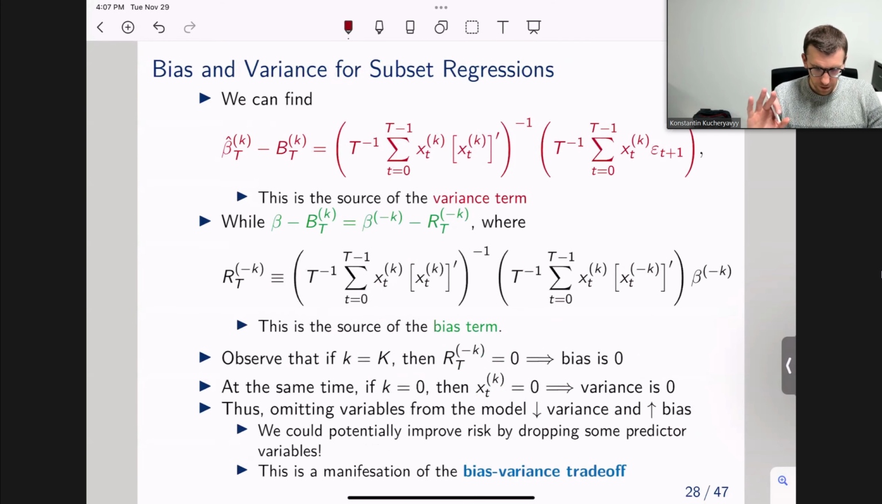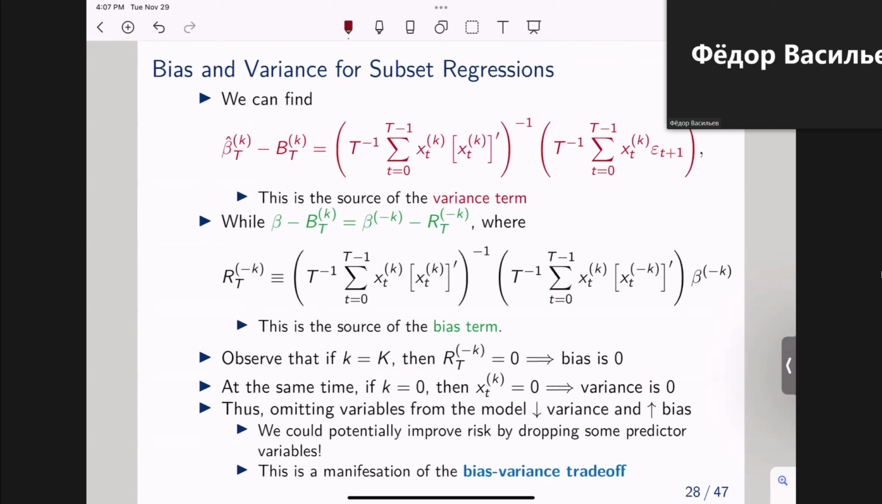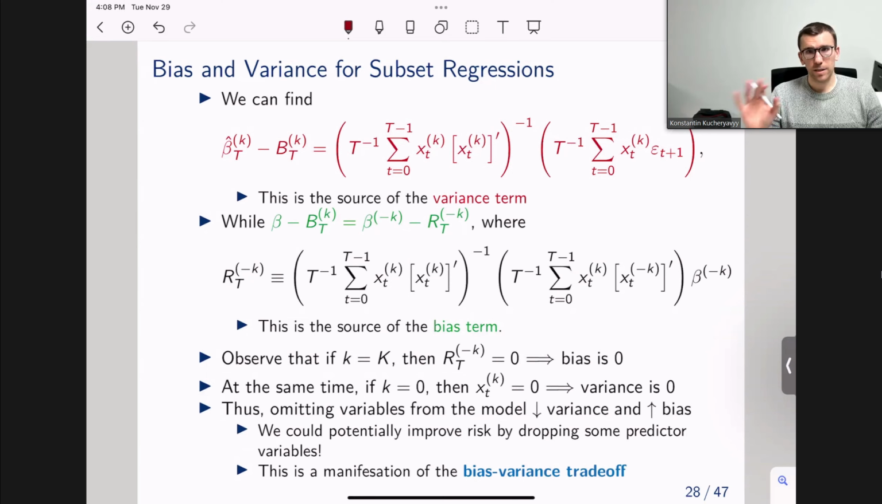All right, clear, not clear? Yes, so as I understand, we integrate through all possible sets of data. Yeah, that's correct, this bias term will be zero if we integrate across all regressors. And this is exactly the source of the bias if we omit some regressors.